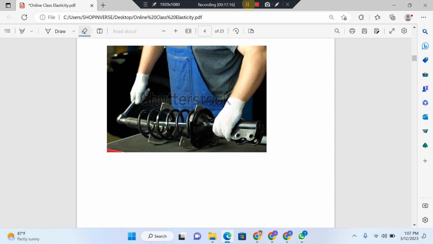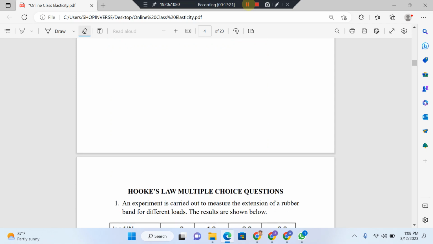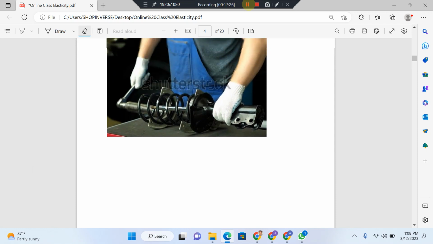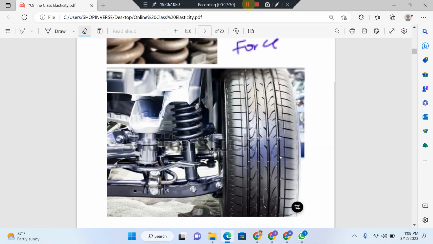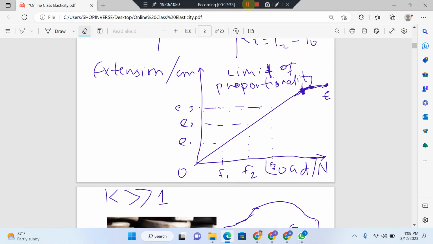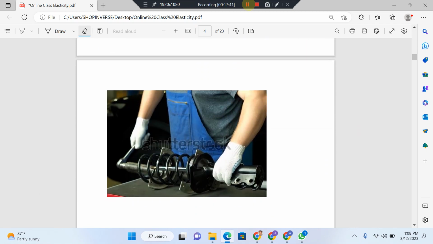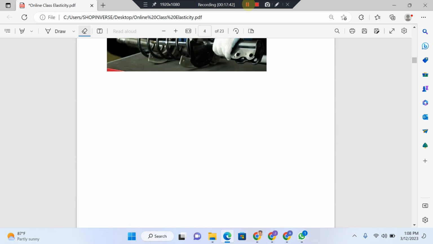So this is a spring. And you can see this is another example of the impact of the stiffness of the spring on the force that we produce. Do not forget that a graph of extension against load looks just like this. What if we decide to plot a graph of the length against the load?